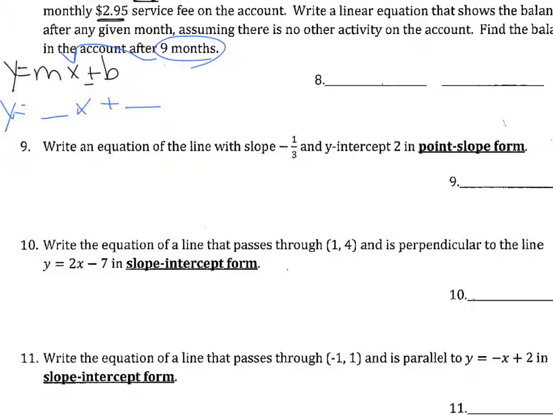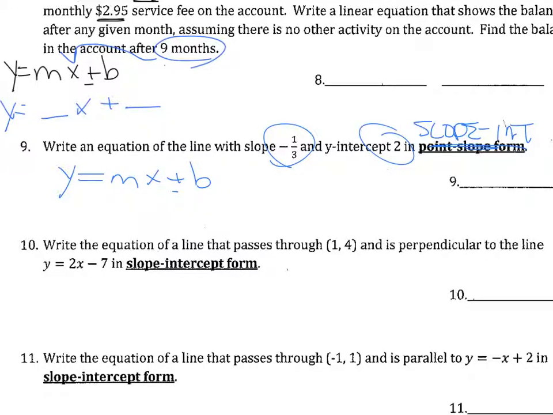Okay, number 9, it says write an equation of a line with a slope of -1/3 and a y-intercept of 2 in point slope form. Now, I got to apologize here. I think we made a typo when we made this test. This should not be point slope form. I think we want this to say slope intercept, which is y equals mx plus or minus b, as we've beat into your head so often. So which one's your m, which one's your b, just plug it in.